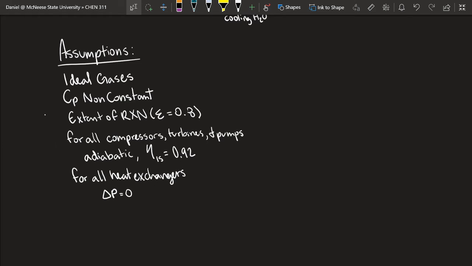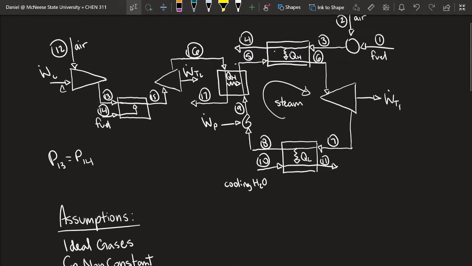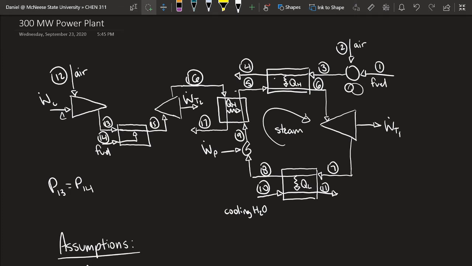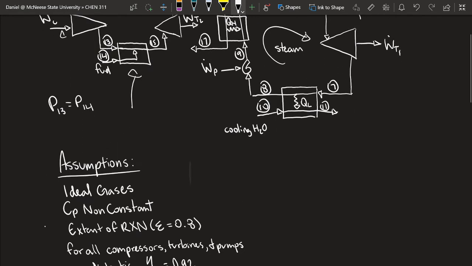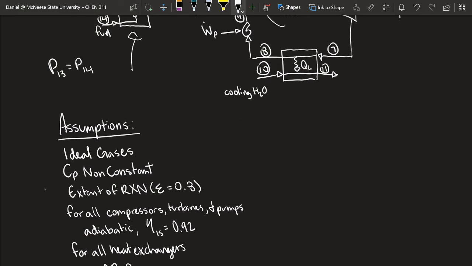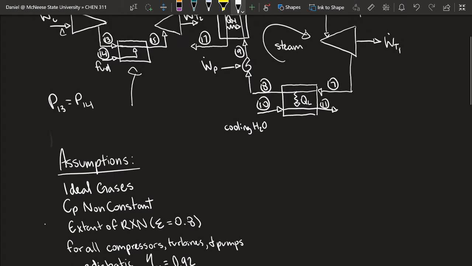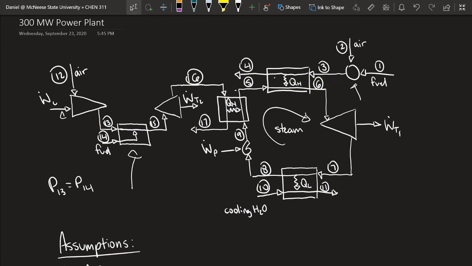Now, we're also going to assume that the extent of the reaction, so however that reaction that's occurring both here and right here, those extents of the reaction are going to be 0.8. We're just going to say that it doesn't completely combust all the way because it's, I guess, too fast for it to continue to react. For all the compressors, turbines, and pumps, we're going to assume that they're adiabatic and that the isentropic efficiency is 0.92.